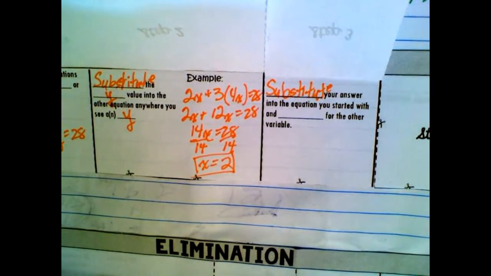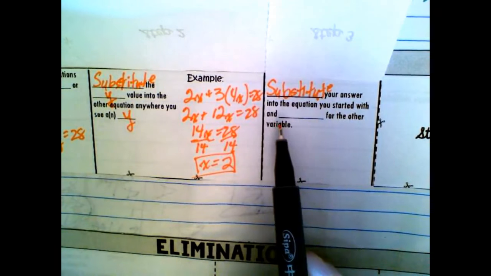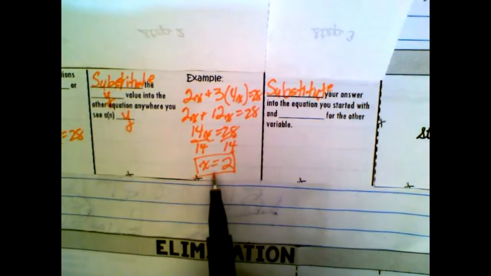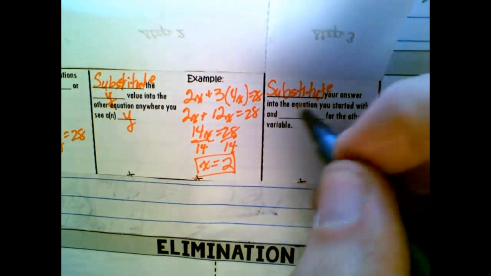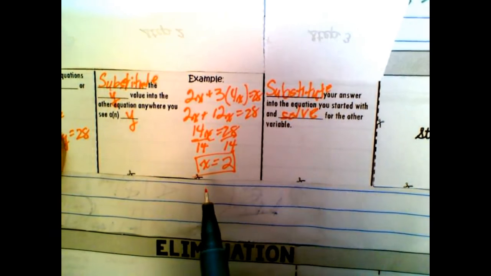So that's pretty cool. Not too bad. What are we going to do with that? Well, we're going to do another substitution. We're going to substitute your answer into the equation you started with. So we're going to take our x equals 2 and solve for the other variable. So we know that x equals 2. We want to find out what y is.